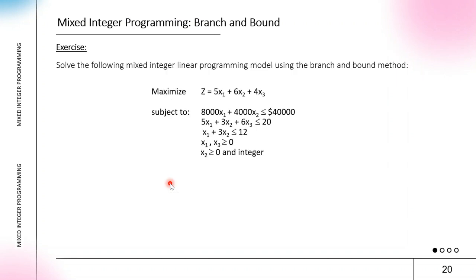This slide presents a new exercise to solve using branch and bound. You can solve this optimization problem using the steps of the branch and bound method. Identify where to branch, which bound to apply, and find the optimal integer solution.